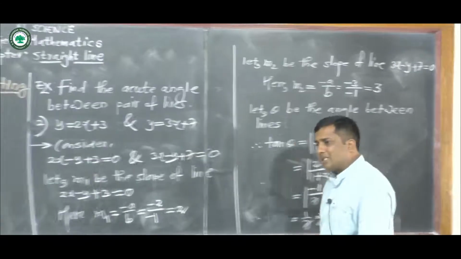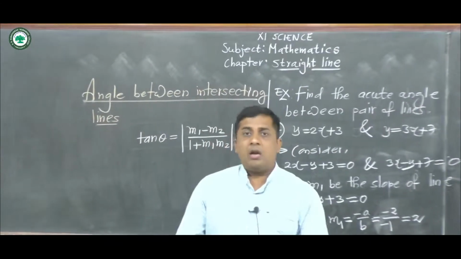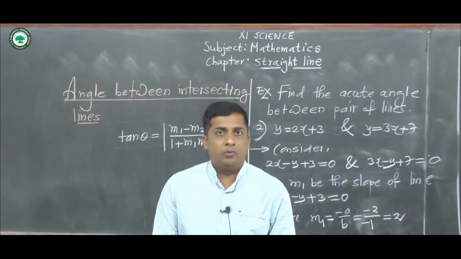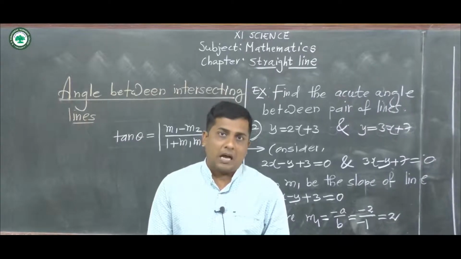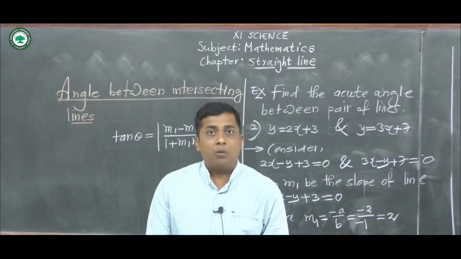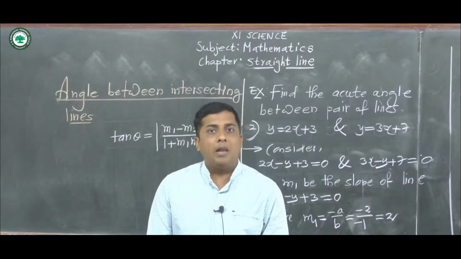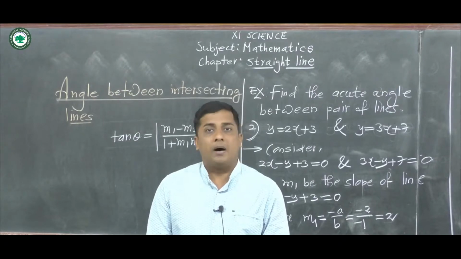So in today's lecture, we considered the general form of the line. We saw how to find the slope, x-intercept and y-intercept of the given line. Then we saw how to find the acute angle between a pair of lines. And we saw some important examples related to this part.